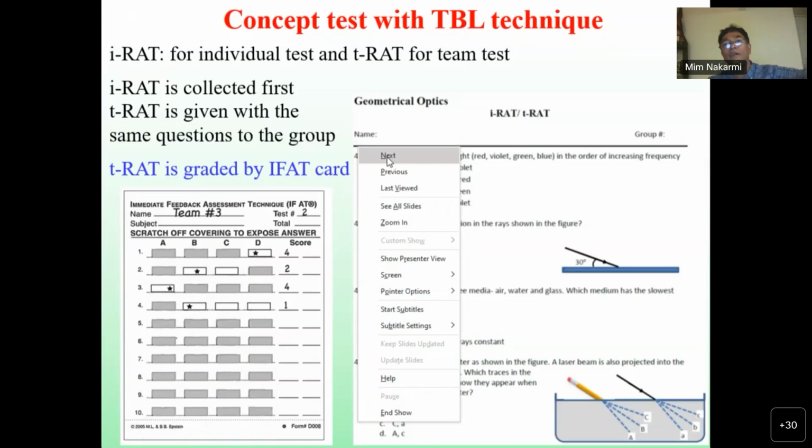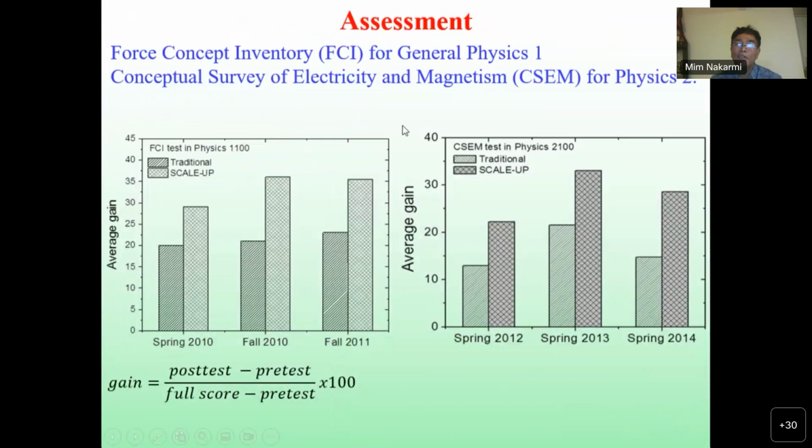TBL is a different active learning technique, and I use this in the SCALE-UP environment. All right, I have some results here, assessment, kind of a data point to prove that what I'm doing is better than the conventional class. So what I did is I used the Force Concept Inventory. If you don't know that, this is a set of questions prepared by physics education groups, and these are some sort of standard set for assessment.